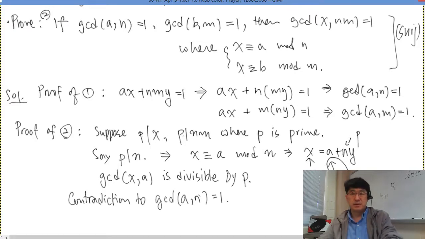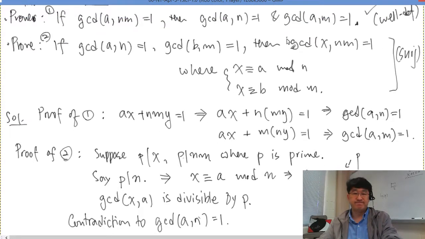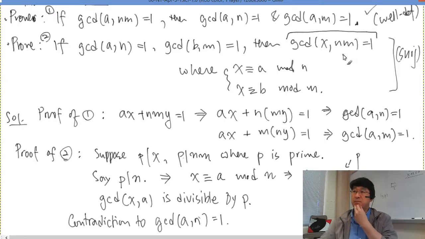So, number two case, proof by contradiction. I said this is not true, so there is a prime that divides x and divides n times m. This shouldn't be; this is what I want to conclude, right? So, yeah. You get it? Okay, very good. Right, that's the Bezout identity? Yeah.